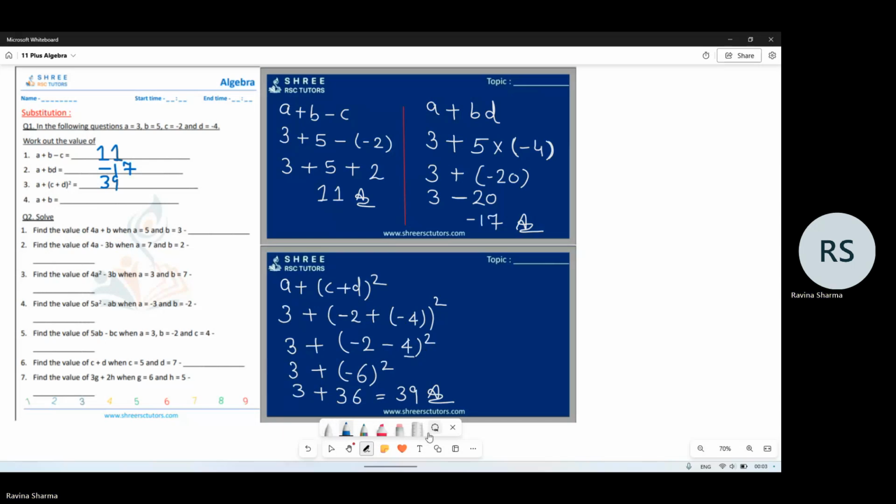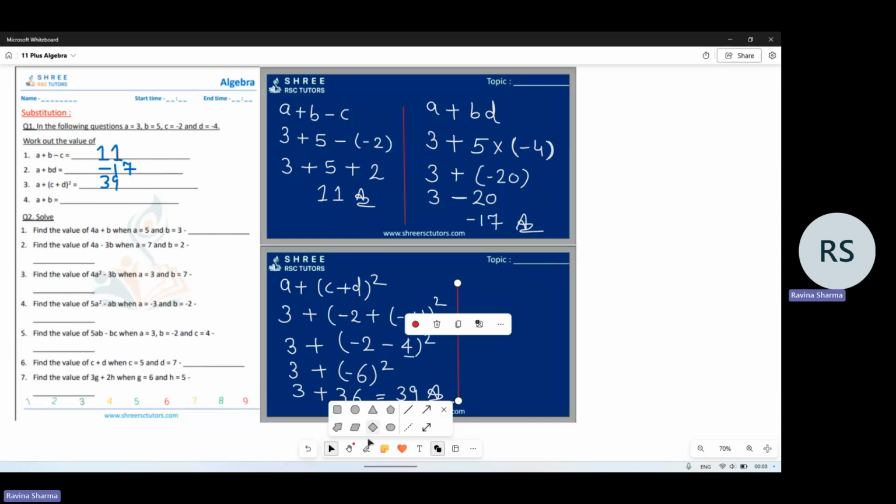Now, the next question is question number 4. It is asking what is the value of a plus b. In the question, the value of a is given as 3 and the value of b is given as 5. Now what is 3 plus 5? 3 plus 5 is going to be 8. So we can write our answer here, 8. So this is how we got all the 4 answers.